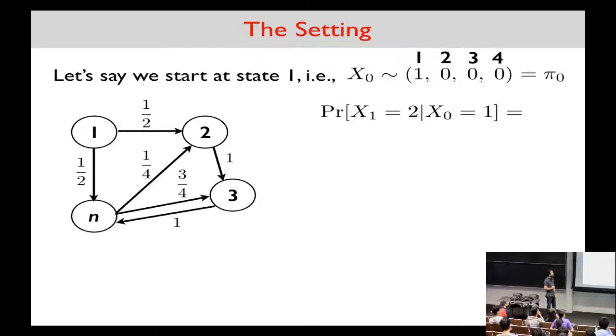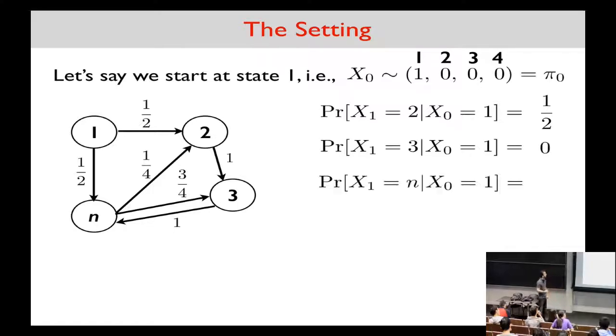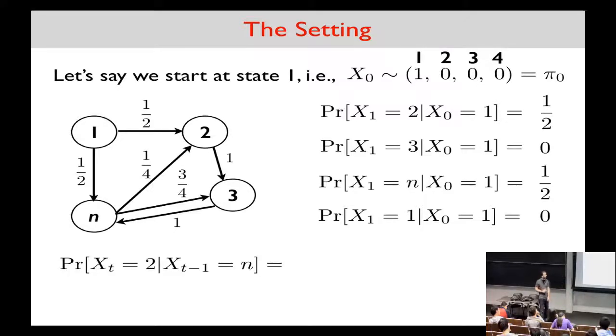Now, if I ask you what is the probability that x1 is equal to 2, given x0 is equal to 1? 1/2. What is the probability that x1 is equal to 3, given x0 is equal to 1? That's 0. What's the probability that x1 is equal to 4, given x0 is equal to 1? 1/2. And what's the probability x1 equals 1, given x0 is equal to 1? 0.